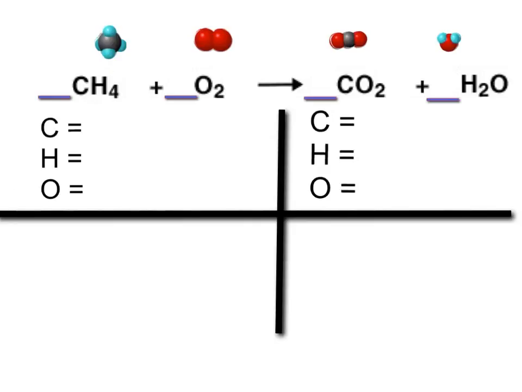So once again, we start off by counting the number of each kind. So there's 1 carbon, 4 hydrogen, and 2 oxygen on the left. And on the right, there is 1 carbon, 2 hydrogen, and 3 oxygen.